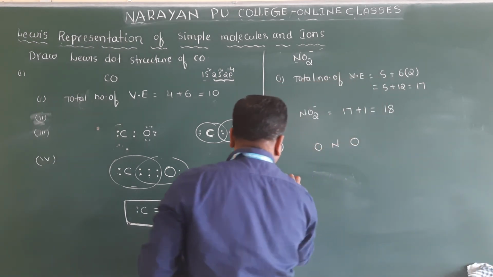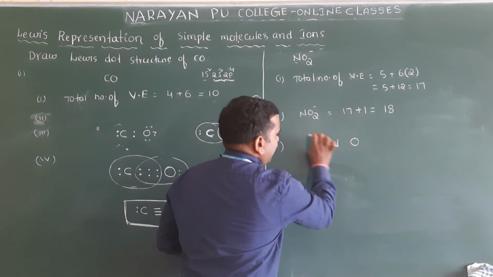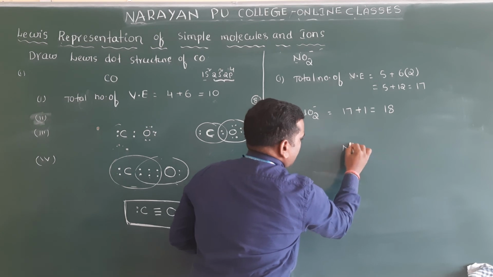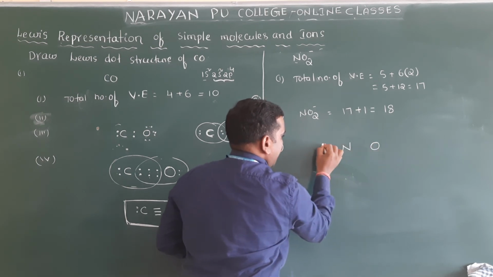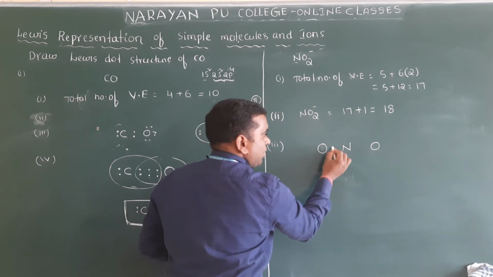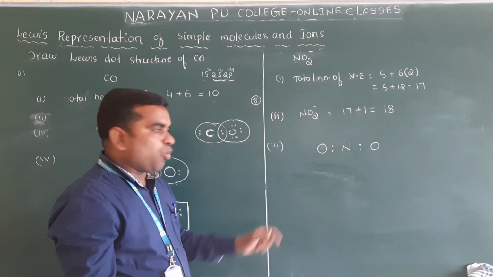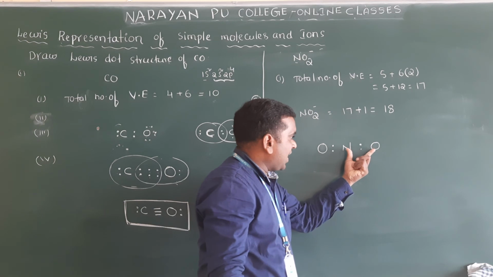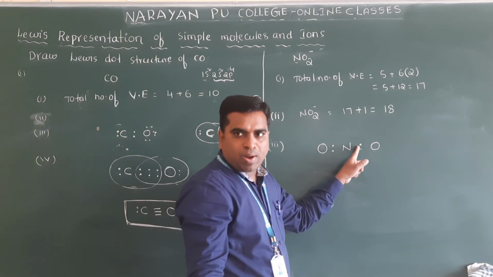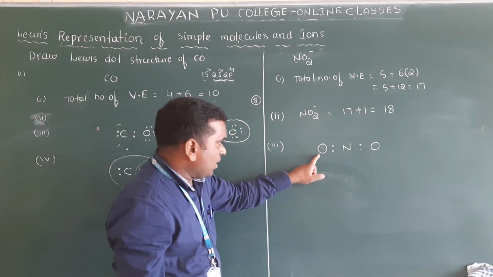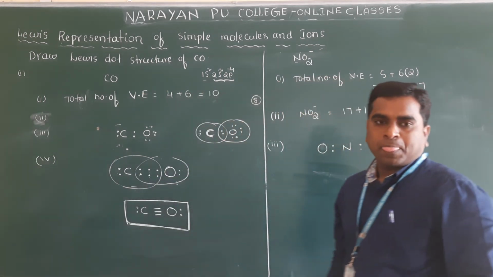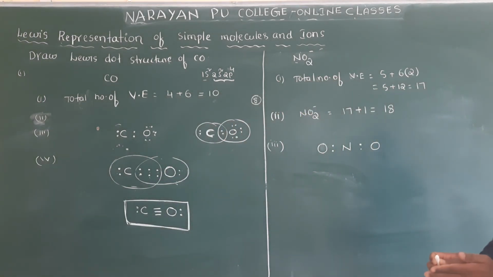Immediately, what do you have to do? I will write very clearly. This is nitrogen and there oxygen and here oxygen. Immediately, what do you have to do? You have to put one pair of electrons between the atoms. Nitrogen and oxygen, 1 pair of electrons. Nitrogen and oxygen, 1 pair of electrons. Completed or not? Yes.